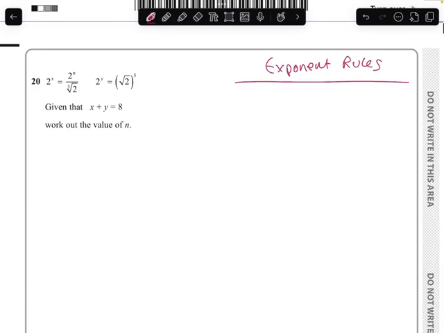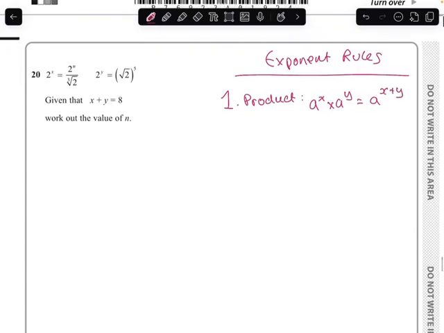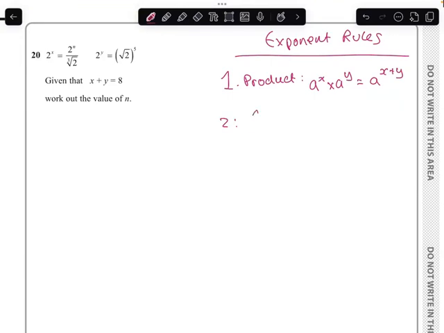So our first one is the product rule. Say we have a to the x times a to the y. We can rewrite this as a to the x plus y. So when we times two terms, we can add the powers if the base is the same. Second one, we have the quotient rule. Similar thing over here, but just dividing and subtracting. So I have a to the x divided by a to the y. This is the same as a to the x minus y.